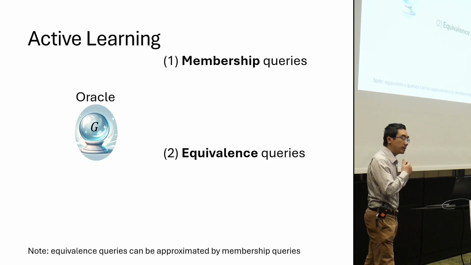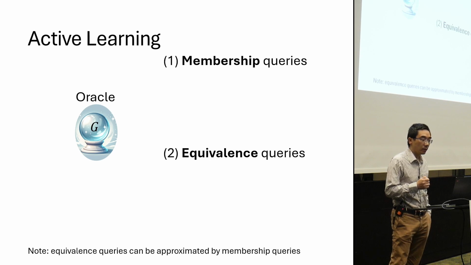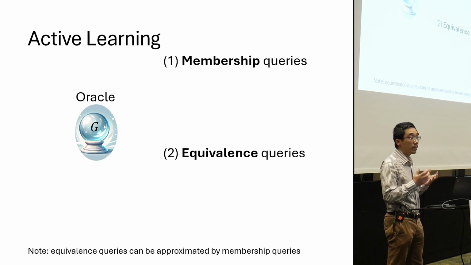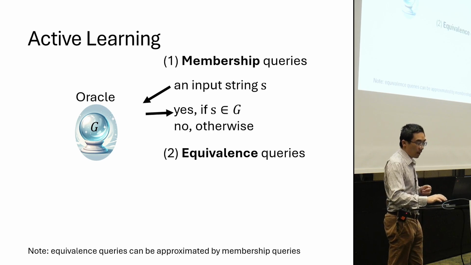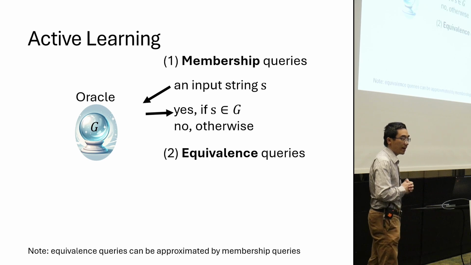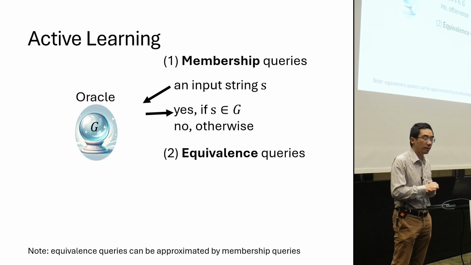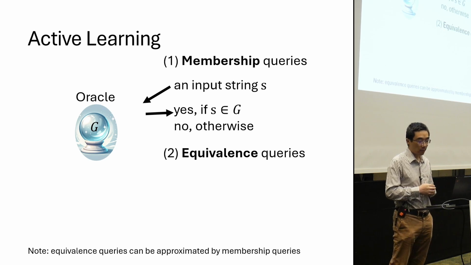We study this problem under an active learning setting. In this setting, we assume we have an Oracle. It has an internal grammar G we want to learn. And we can submit two kinds of queries to the Oracle. In the membership query, we put the input string S to the Oracle. If S belongs to this grammar G, then the Oracle returns yes. Otherwise, the Oracle returns no.